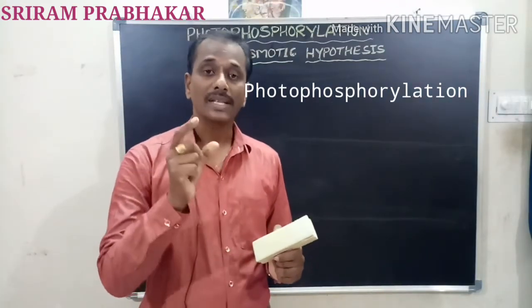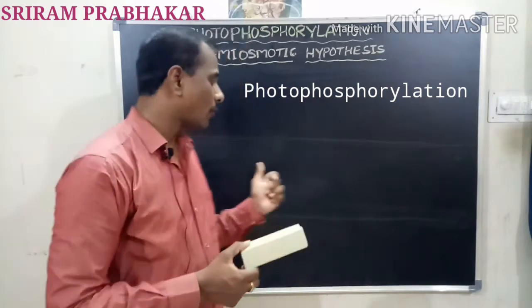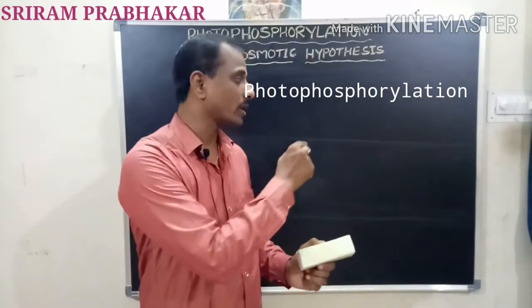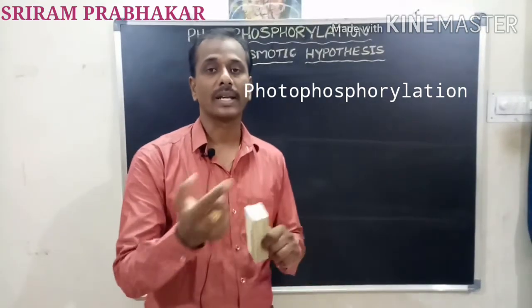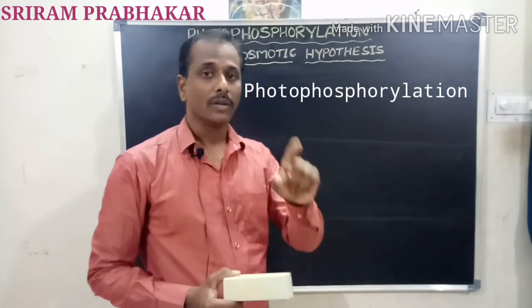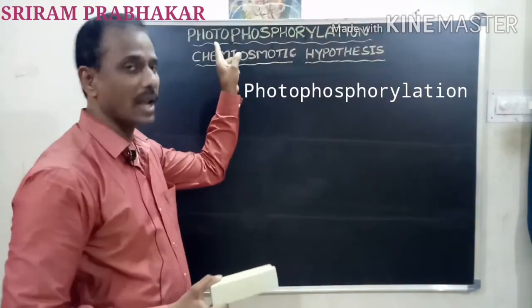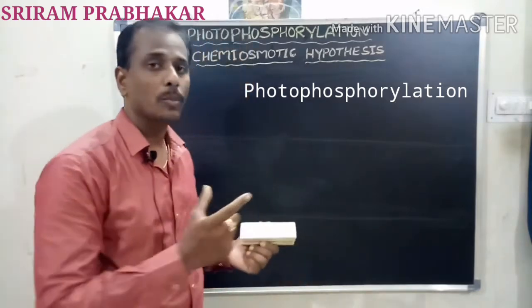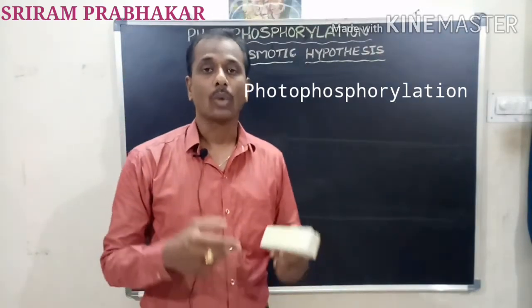So in the presence of light, the photosystems are active and they release electrons. That electron is transported to different transporters. Finally, it can synthesize ATP. The synthesis of ATP in the presence of light is called phosphorylation, so we call it photophosphorylation. How does photophosphorylation take place, how is ATP synthesized?